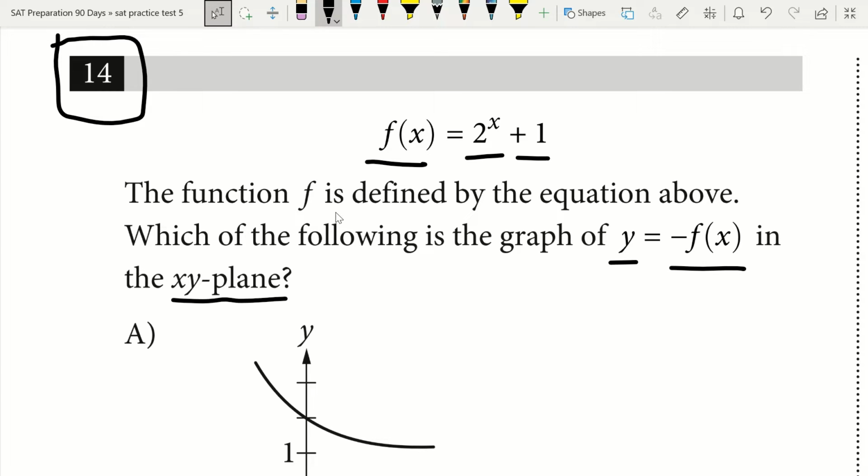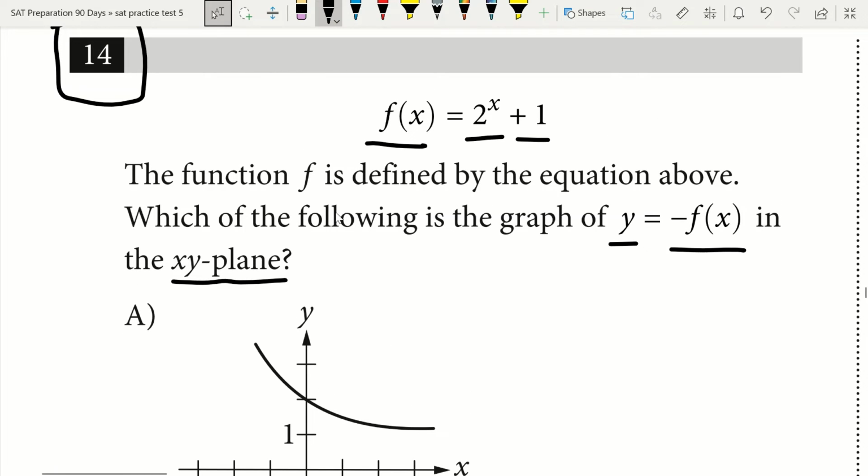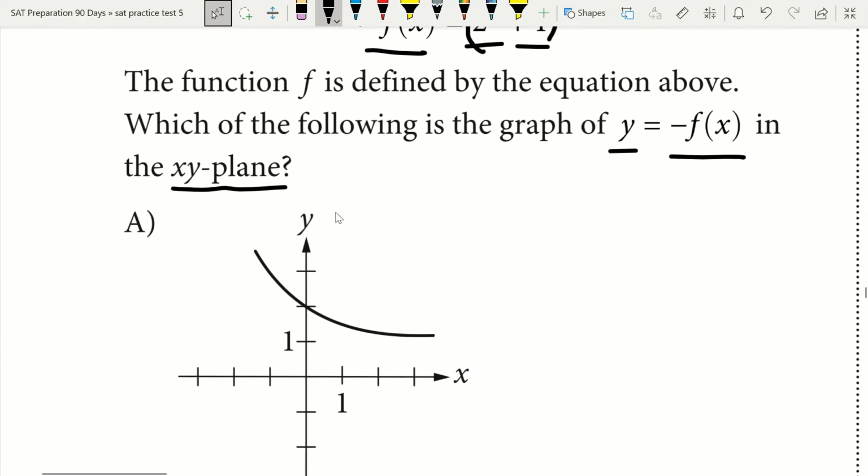Well, if we're going to do this, we know that y is equal to negative f of x. So what we're going to do is take f of x and put a negative sign in front of this 2 to the power of x and this plus 1. So we put a negative sign in front of that. Now we have negative f of x. So all we're going to do then is graph this equation.